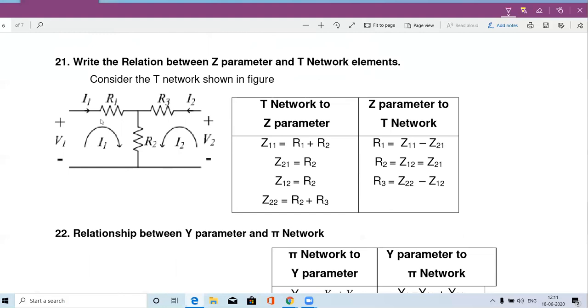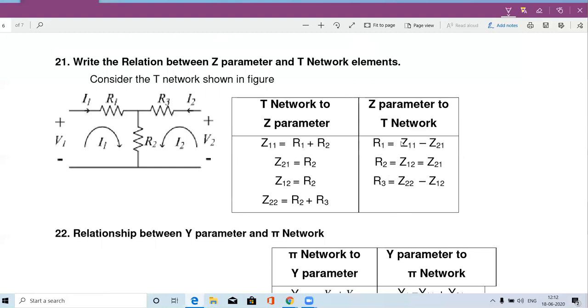Okay, so this is one T network. T network means three components are connected in a T shape. Here the resistance R1 is there, the center is R2, and this is R3. So we can convert this T network in terms of Z parameter. What is the relation? Z11 is calculated by addition of these two elements. Z22 is calculated by addition of the output side resistances. And Z12, Z21 is the common resistance R2. Okay, that's all.